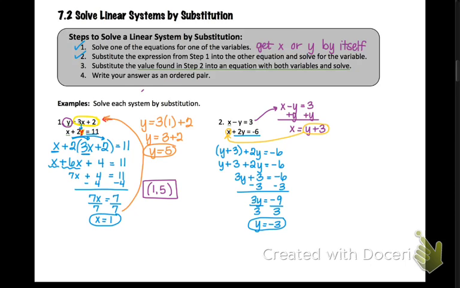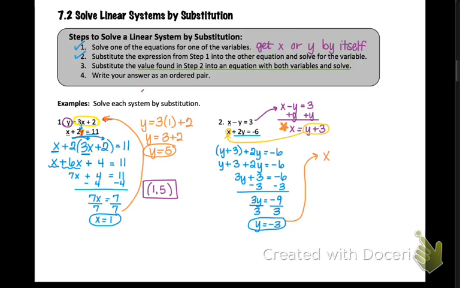Again, we're not done, and that's a mistake that I see people make a lot, is they stop there. But we can't do that because now we have to go back and plug in this y equals negative 3 somewhere. You can plug it into any of those equations. You can plug it into the top one or the bottom one, or you can plug it into this one here where we solved for x.